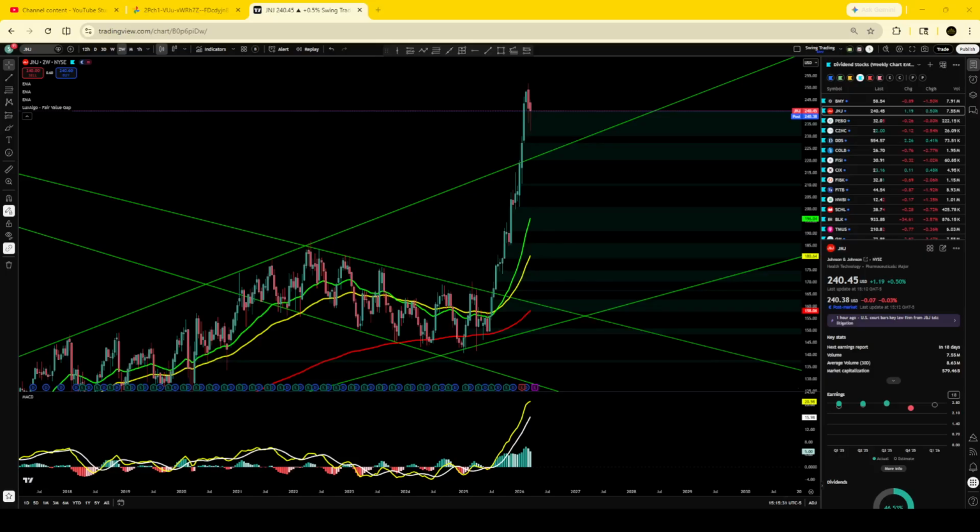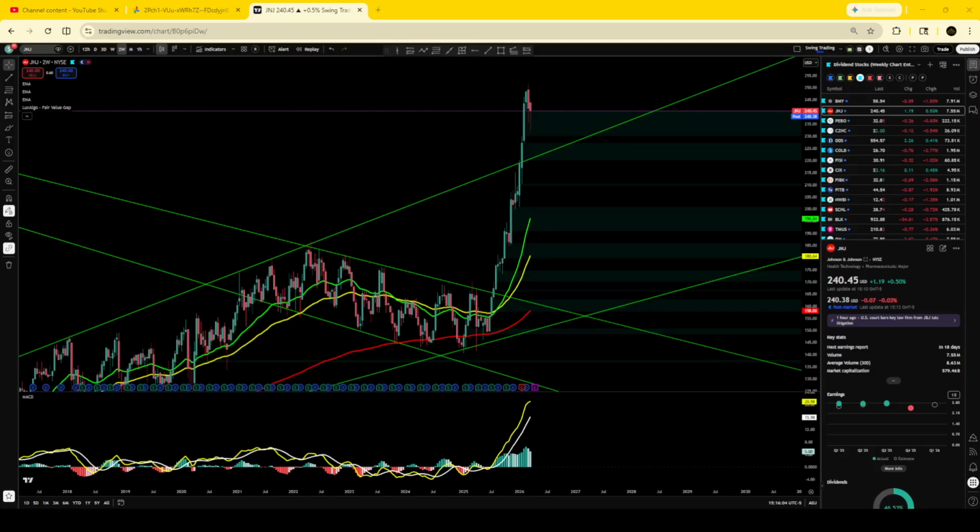Support is an area where buyers step in. You'll often see price drop into a level, then bounce multiple times. That's not random, that's demand. Each time price holds at that level, it confirms that buyers are willing to defend it. In an uptrend, support becomes your opportunity zone for buying.